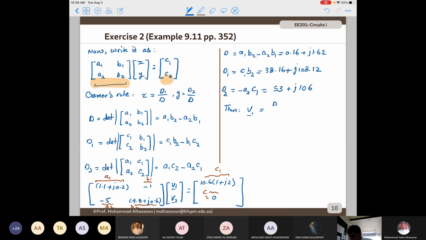V1 will be D1 divided by D, and if we do that, we'll end up with 68.4 minus j16.8 volts. V2 will be D2 divided by D, and if we solve for it, we'll end up with 68 minus j26 volts. Okay, so now I found V1 and V2.